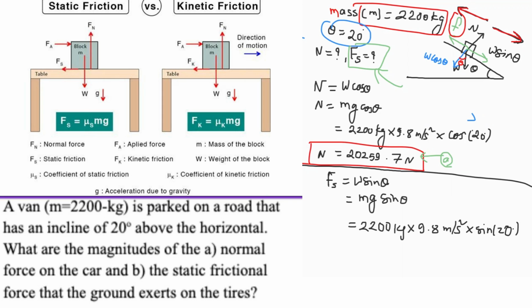2200 multiplied by 9.8 multiplied by sine of 20 degrees. This value should be lower than earlier. It is 7,373.9 Newton. That is the static frictional force that the ground exerts on the tire of the block. Okay, that's our answer.